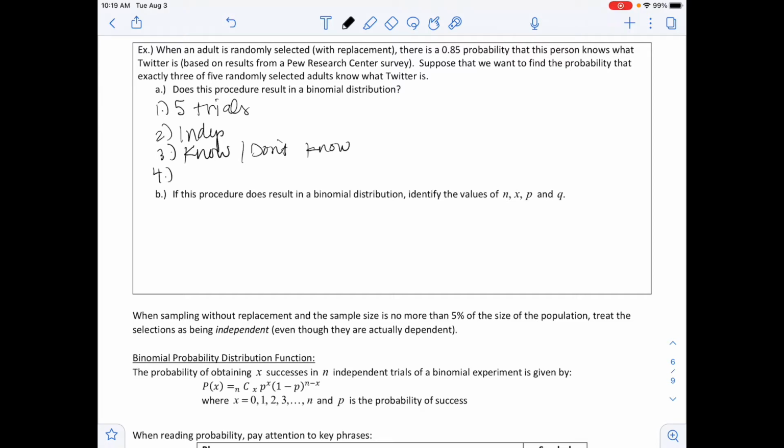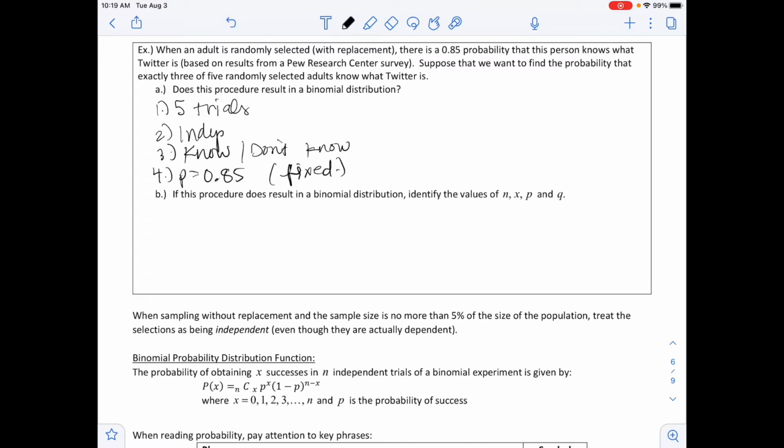And number 4 is that the probability of knowing about Twitter is going to be the same for everybody, and that is fixed. And that probability this time we are given, it's 0.85, and it is fixed, meaning that it's not going to be different based upon your age, or your gender or your ethnicity or anything else like that.